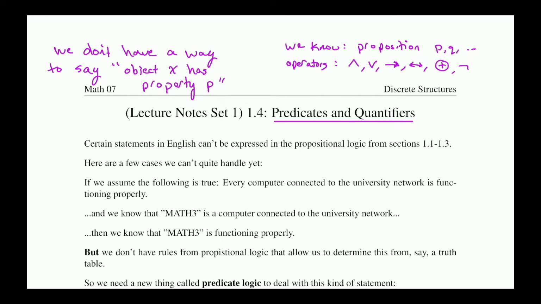And we really need that, because the whole reason we're studying logic is so we can learn about proof techniques to prove mathematical theorems. And mathematical theorems are generally structured in the way where they say, if object X has property P, then object X has property Y, or something like that. Okay, so we need to be able to do this. We need to be able to say that certain objects have a certain property. Okay, and that's what we're going to be dealing with in this section with predicates and quantifiers.